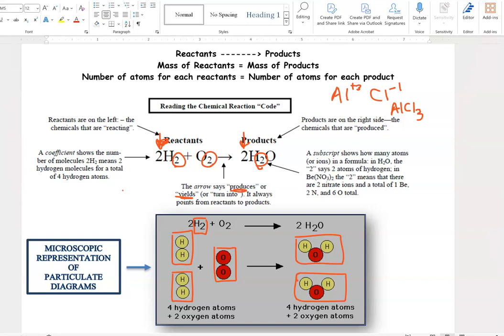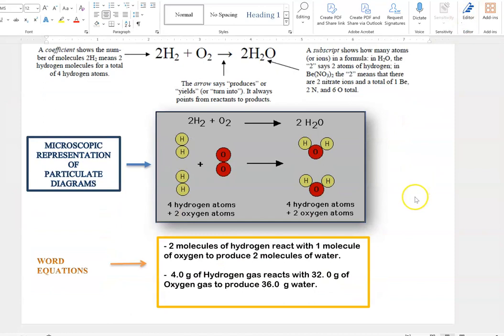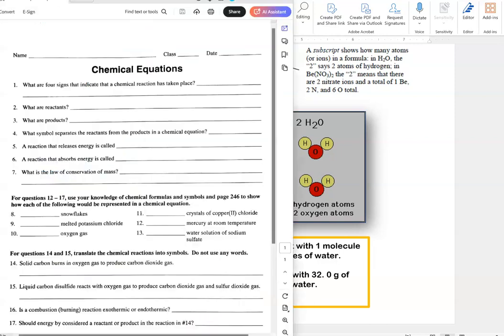Let's see if I can move. So exit that. And then lastly, what we're working on with this now is the word equation. So how do you say this in words? So for example, here you would say I have 2 molecules of hydrogen react with 1 molecule of oxygen to produce 2 molecules of water. And you could also say it in grams as well, but that we can focus on later.